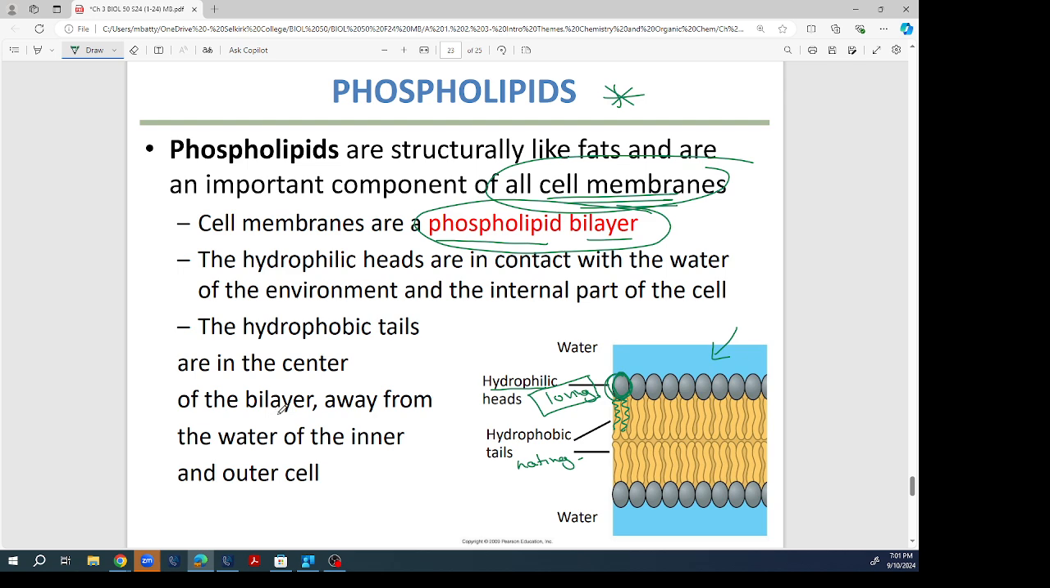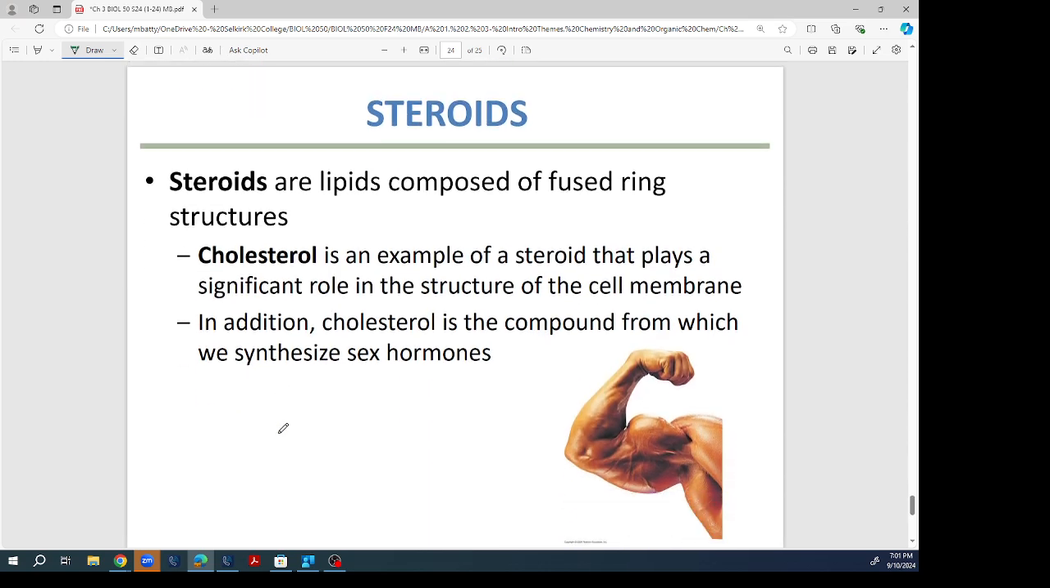So we've done lipids, which are fats, phospholipids, and then the last one here, which are steroids. And this is a good example of understanding some chemistry. Steroids are lipids composed of fused ring structures. So going back to those organic molecules that can make rings. Cholesterol is an example of a steroid that plays a significant role in the structure of cell membranes.